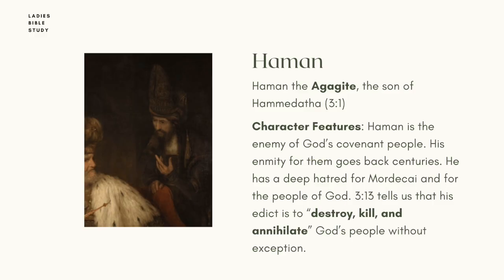Haman is, if the book has a villain, this guy's it. Haman is the enemy of God's covenant people. He hates them. He has enmity for them that goes back centuries, okay? He has a deep hatred for Mordecai and for the people of God. And we're even shown in chapter 3, his edict that's going to go out is to destroy, kill, and annihilate the Jewish people without any exception. Women, children, anything. Okay, Haman. So that's his big role in Esther, is he's the bad guy.